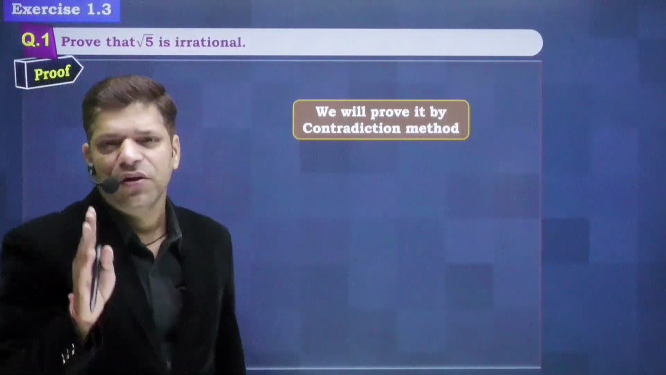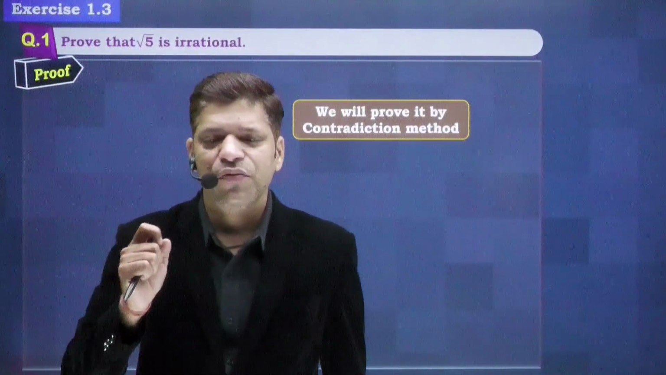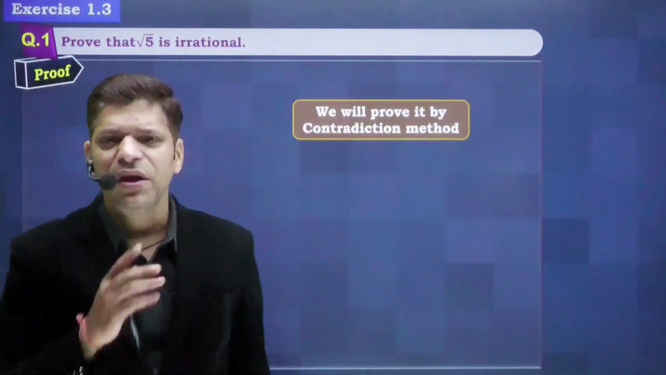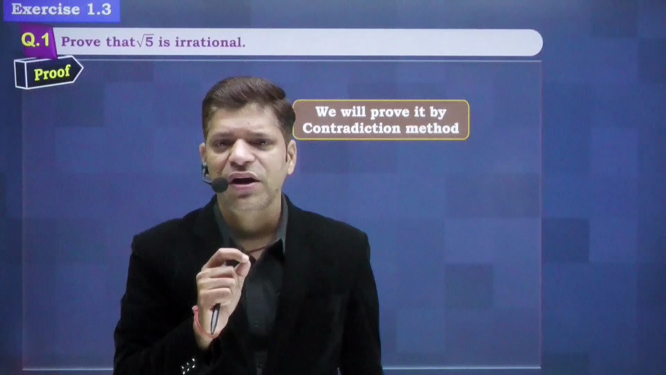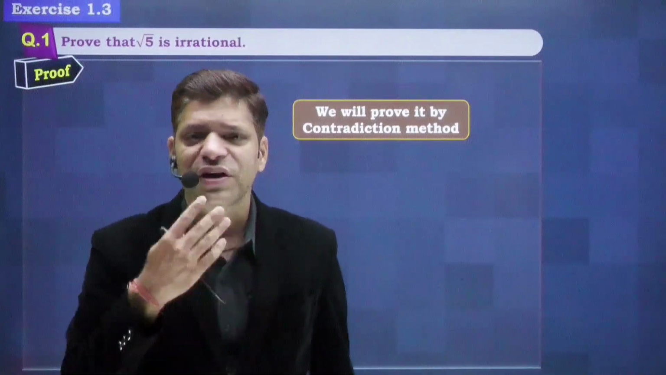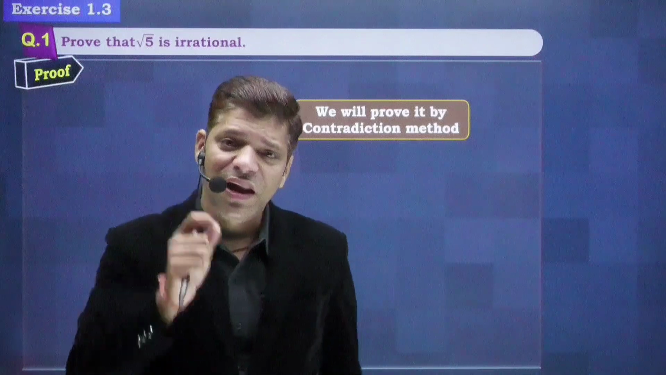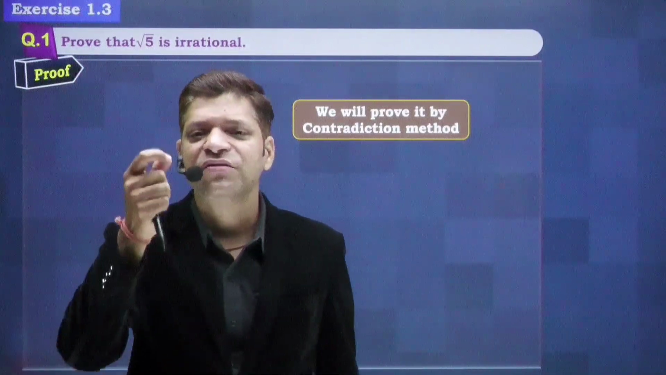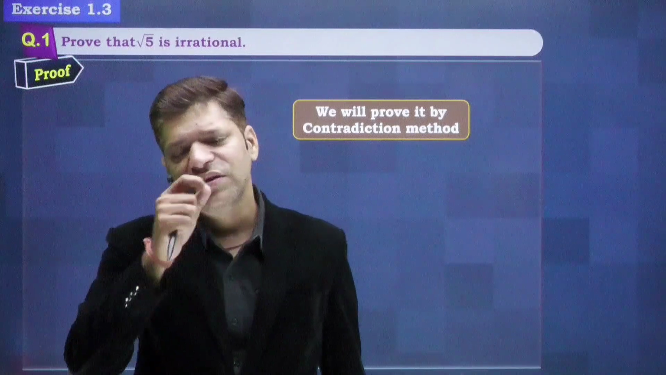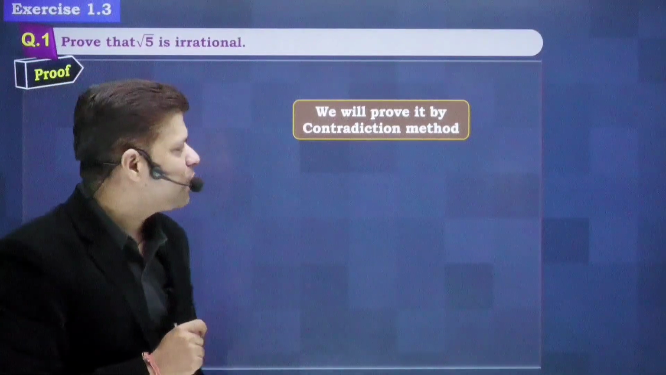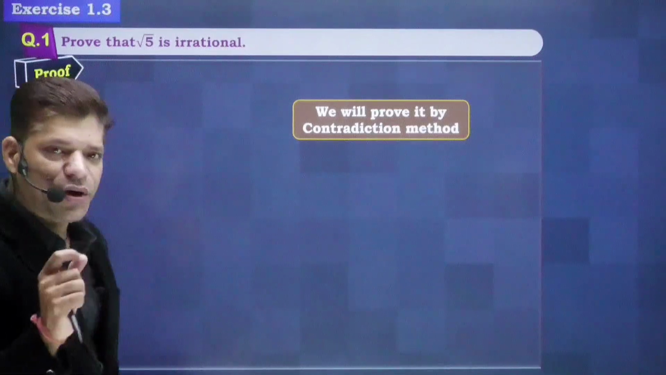The first thing: we prove all these types of questions by the contradiction method. What is the meaning of contradiction? Firstly, we take an assumption to start the proof, and in the end we conclude that our assumption is wrong. So this method is called the contradiction method, and we will prove it by this method.